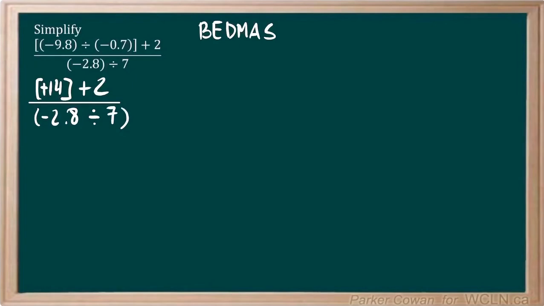Okay, now it's important to note that this division right here, we have to think about everything in the numerator and the denominator being in brackets. In other words, we need to simplify everything up here and everything down here before we can divide.